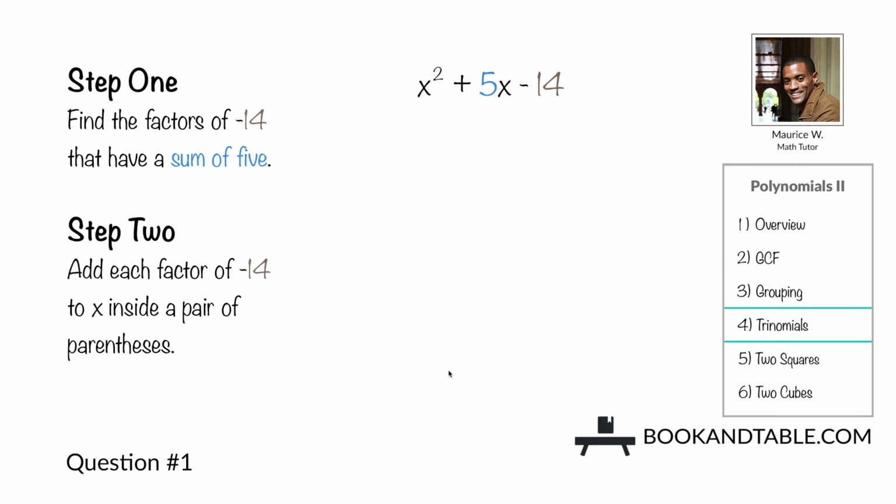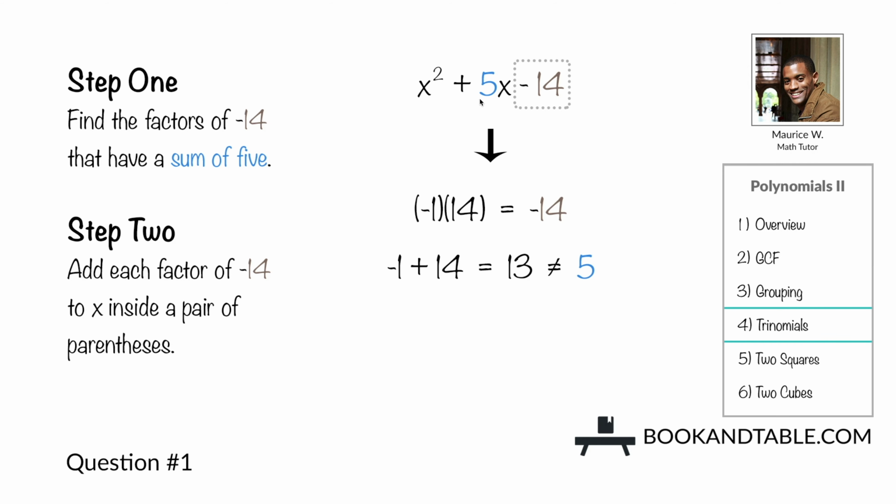Question number 1, we were given x squared plus 5x minus 14. So we'll start by finding the factors of negative 14 that have a sum of positive 5. Negative 1 times 14 would give us negative 14. But when we find the sum of those two factors, we get negative 1 plus 14, which is positive 13, and that does not equal 5. So these are not the two factors that we are looking for.